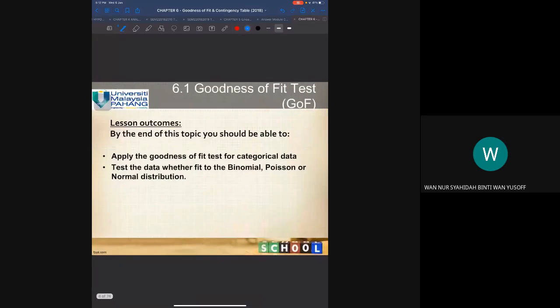So 6.1, goodness of fit test, GOF. By the end of this topic, you should be able to apply the goodness of fit test for categorical data. Categorical data here is qualitative data, so what we have is a frequency of the qualitative data. Test whether the data fit the binomial, Poisson, or normal distribution or not.